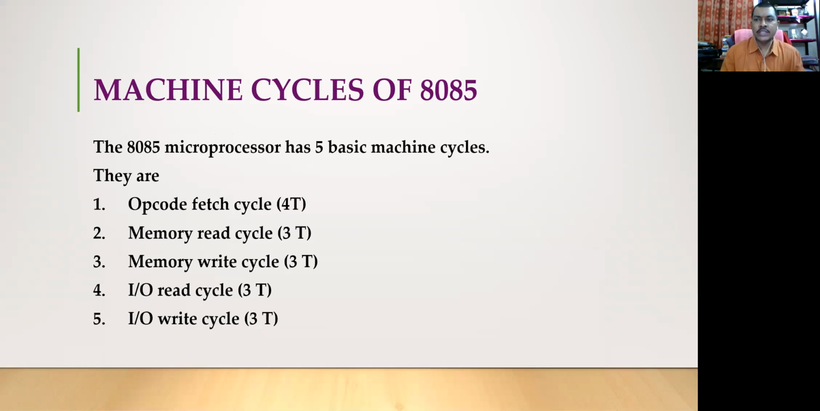Then we have the machine cycles of 8085. The 8085 microprocessor has 5 basic machine cycles. They are the opcode fetch cycle, that is 4T. The memory read cycle requires 3T states. The memory write cycle requires 3 states. The input output read cycle requires again 3 states, and the input output write cycle requires again 3 states. So these are those machine cycles which are used by the 8085 microprocessor to execute the opcode, or to read in the memory, to write in the memory, or to write in the input output devices, or to read from the input output devices. So these are called the machine cycles.